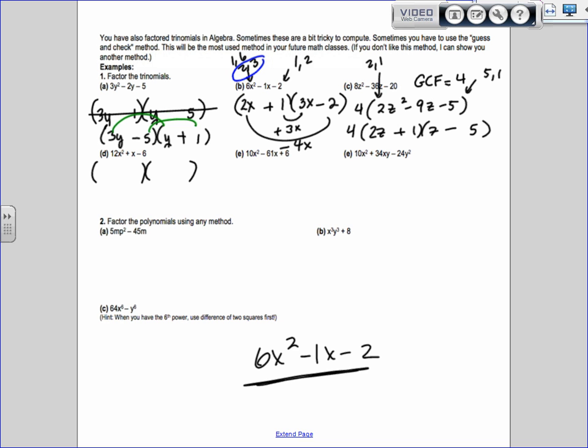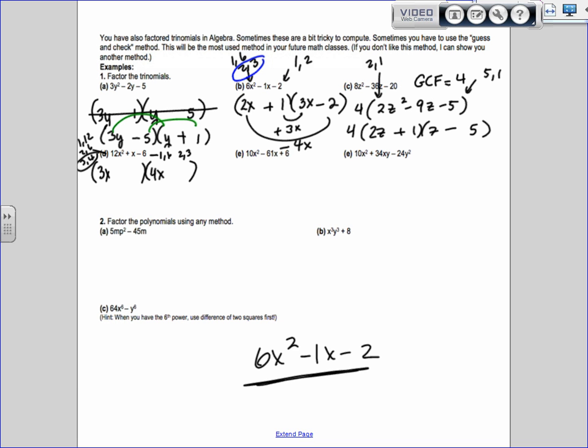Okay, so I have 12x cubed. So 12 could be 1 and 12, 2 and 6, 3 and 4. And then 6 can be 1 and 6 or 2 and 3. So let's say I pick the 2 that are closest together, the 3x and the 4x.